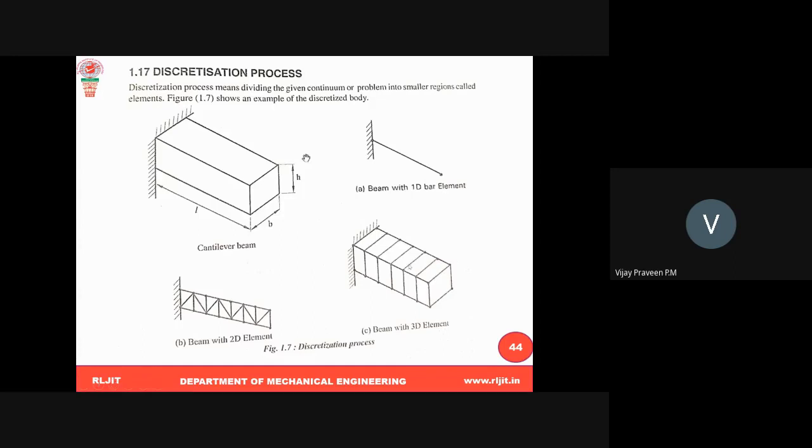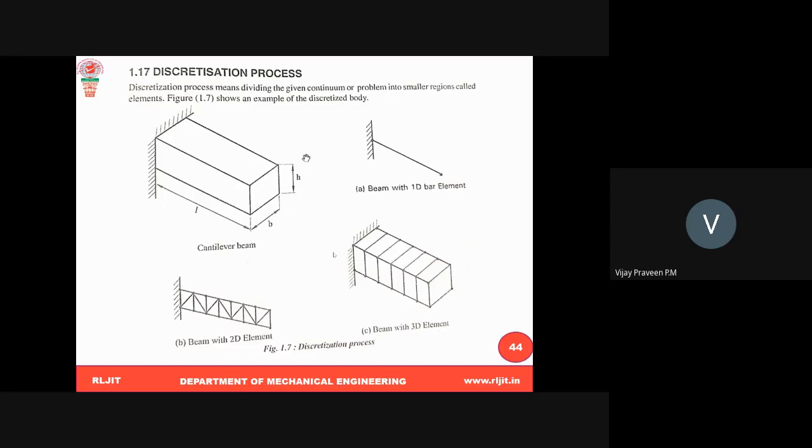Therefore, the first step in pre-processing is the discretization process. The analyst or user should know, before doing the discretization, how to discretize, what type of element to use, meaning what type of analysis to do, especially whether to go for 1D, 2D, or 3D. That is what we have to decide first. Based on that, you have to select the type and number of elements.